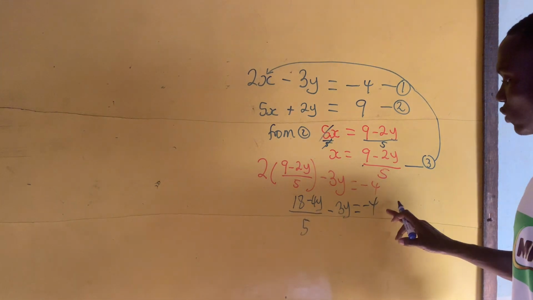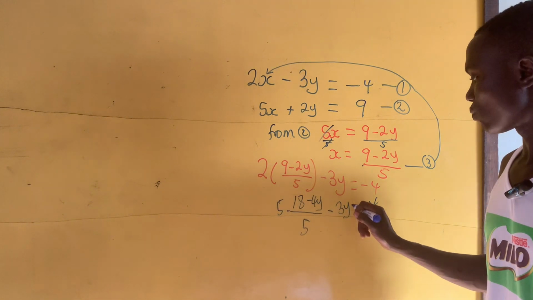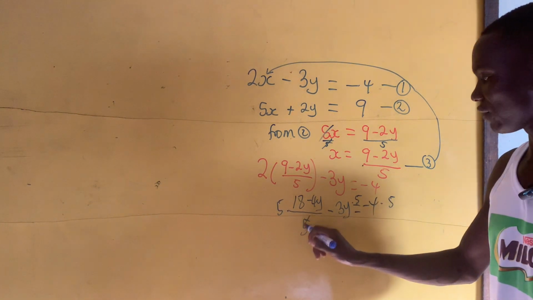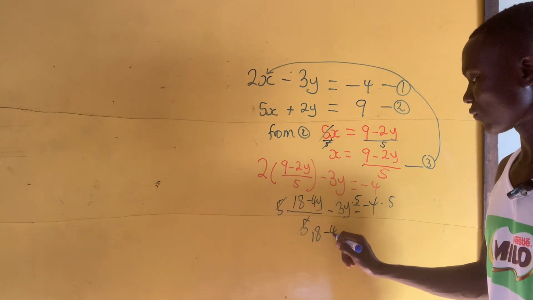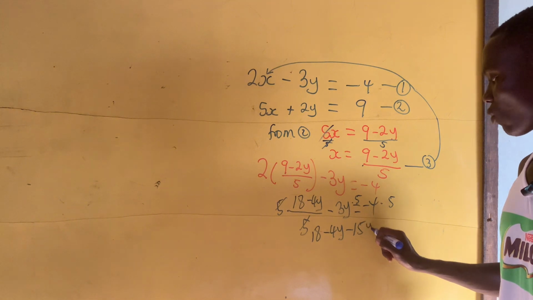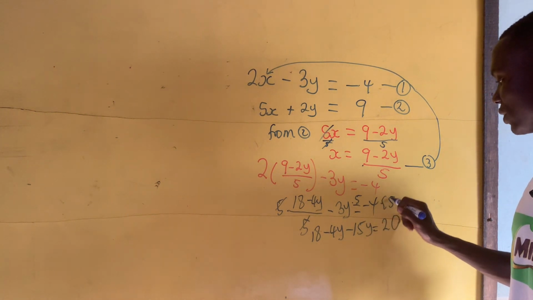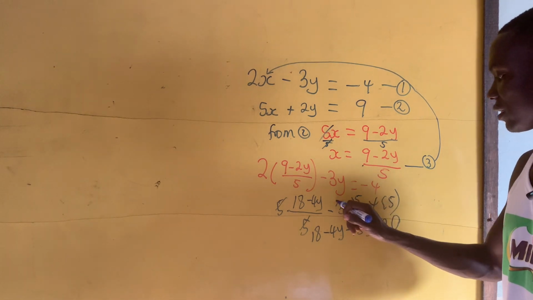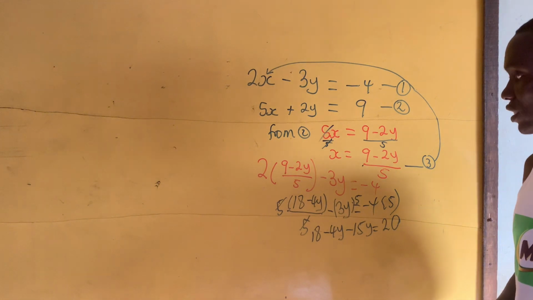So we multiply by 5. You multiply here by 5, you multiply here by 5, and multiply this by 5. This 5 will cancel this 5. So you have 18 minus 4y minus 15y equals minus 20. Remember, this is multiplication. It is not subtraction. Here we are multiplying. Here too, we are multiplying by 5 in a very simple way.